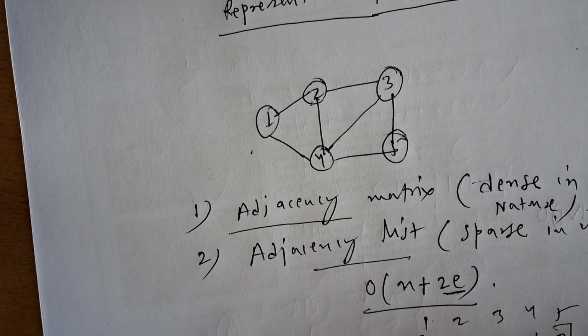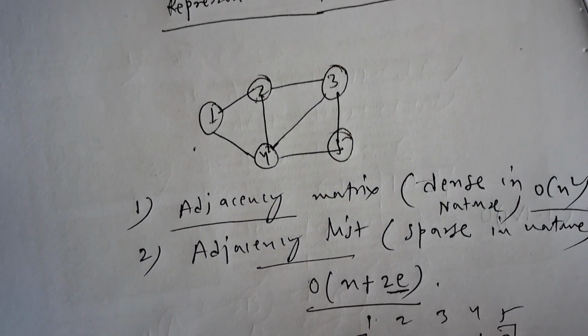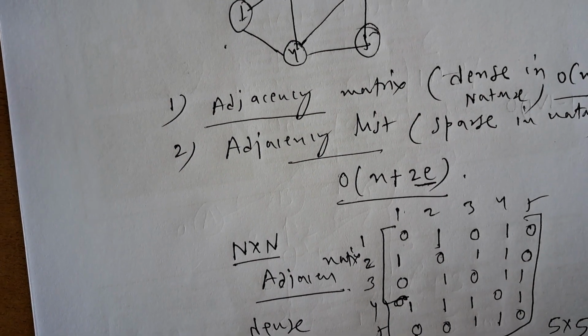So adjacency matrix and adjacency list are the two popular approaches for representation of a graph. In the next video I will tell you how to traverse a graph using BFS and DFS.